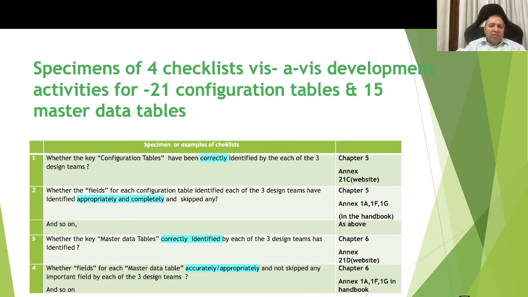Now a specimen of the checklist with respect to the other development essential activities, which are, for example, 21 configuration tables and 15 master data tables. Whether the key configuration tables have been correctly identified by each of the 3 design teams, and whether the fields within each of the configuration tables identified by each of the 3 design teams are appropriate and complete and not skipped any. These are given in chapter 5 and I have given the annexures.